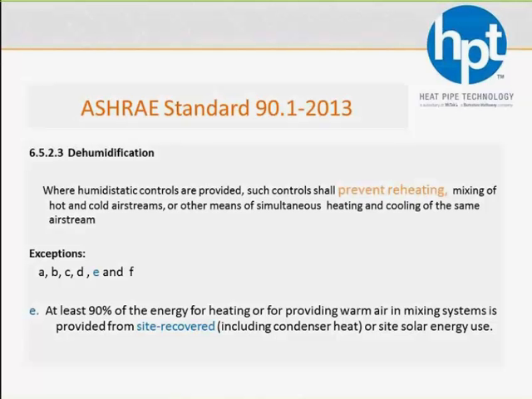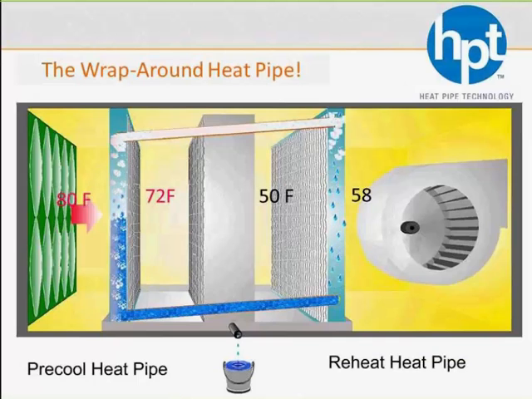So what is site recovered heat? Hot gas reheat, if you got a DX system, would be considered site recovered heat. It's waste heat that you're utilizing for reheat. Of course, if you got a chilled water system, then it's a different story. You don't have the luxury of hot gas reheat. You've got to find some different solutions, and that's where the wraparound heat pipe comes into play.